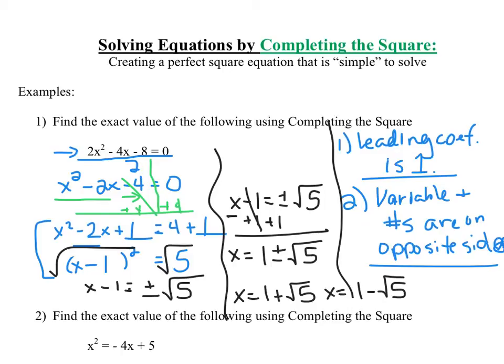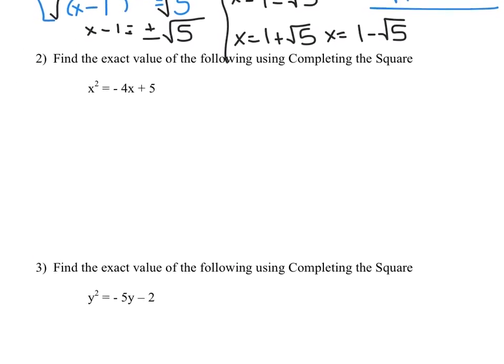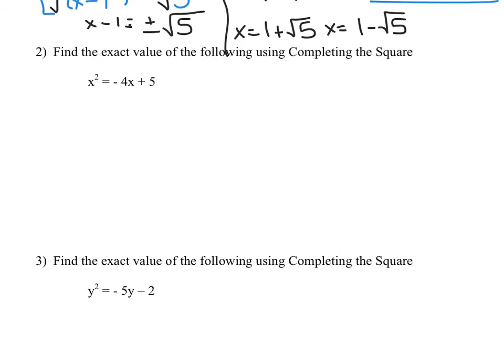Pretty exciting. Okay, so that's the process. The leading coefficient has to be 1. Get letters and numbers to opposite sides. Figure out what you're adding to both sides and what that hidden perfect square is at the same time. It makes life a lot easier. Okay, so let's do it with this one. Oh, excuse me. Let's do it with this one.